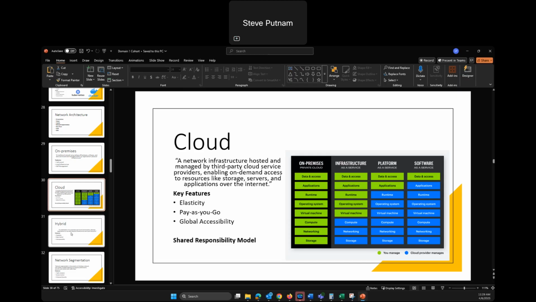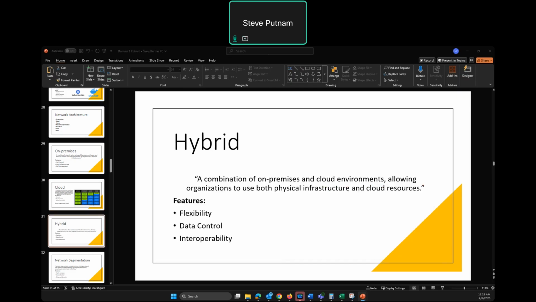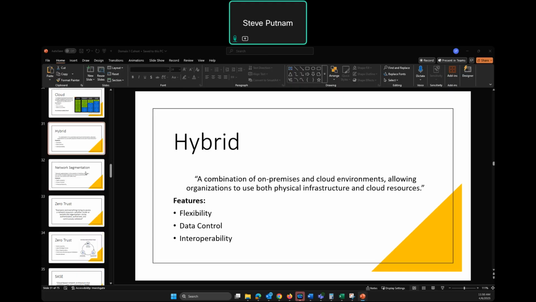So that's great. Now your hybrid model is very eclectic and agile, meaning that you have a combination of on-prem and cloud. This allows organizations to have their physical infrastructure and their cloud resources. So what that allows you to do is to be flexible. You still have control of your data. And if you do have to grow for major projects or a surge, you can extend your environment into the cloud, pay for it for that period of time, and then bring it back home. So a lot of companies do run a hybrid version of their network architecture.